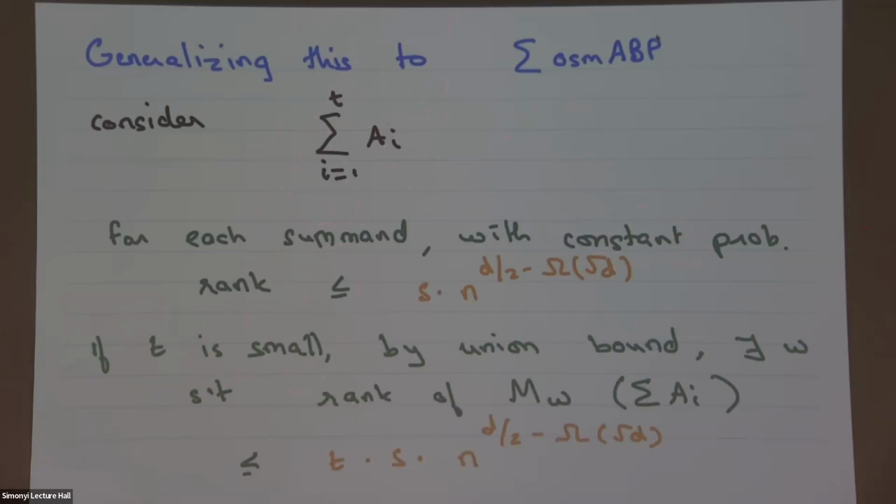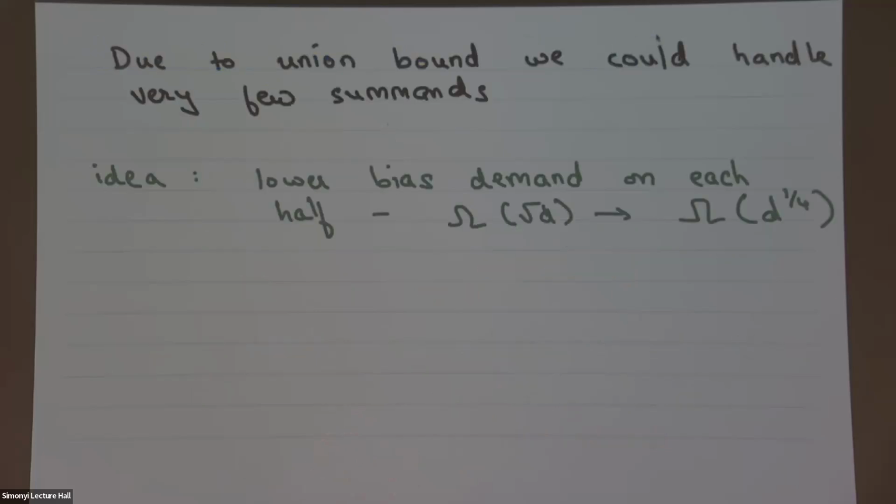If T was small, then by a union bound you could say that each summand has small rank, and so there exists a word which makes each A_i small rank, and then the rank of the sum is at most T times the rank of each individual piece. We get an extra factor of T, which is insignificant really. But this constant probability was not good enough. We need to amplify the probability.